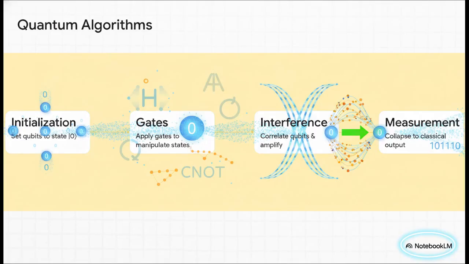So, the crucial takeaway here is that a quantum algorithm follows these 4 exact steps to leverage those physics. First up, initialization. You set the qubits to a known state, usually 0. Second, gate operations. You apply quantum gates to manipulate their states into that superposition we talked about. Third, you use interference and entanglement to amplify the right answer. And finally, step 4, measurement. You collapse all that crazy quantum probability into a classical string of ones and zeros that we can actually read and use.